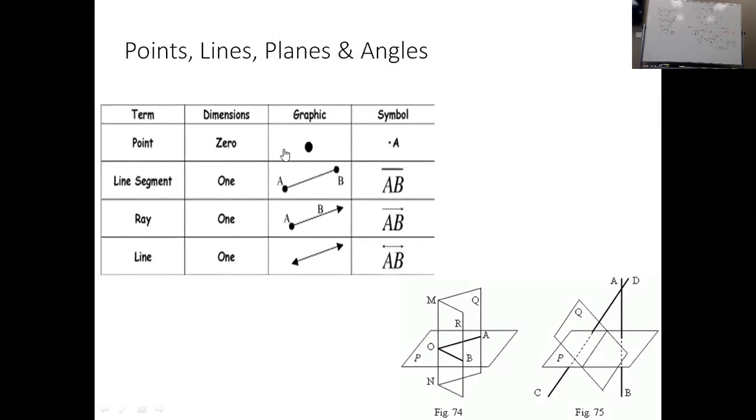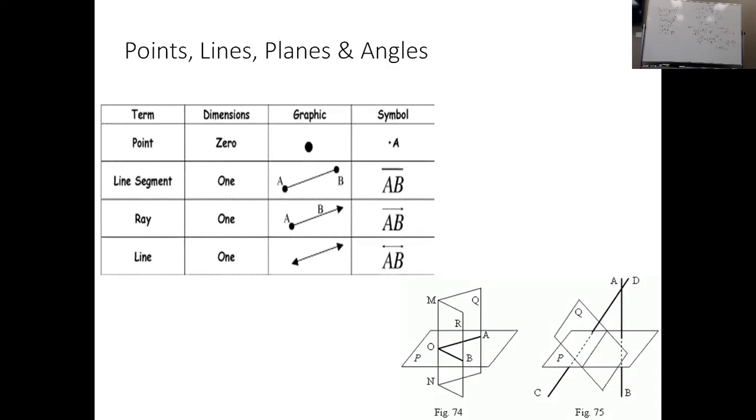We want to talk about points, lines, planes, and angles, and different geometrical shapes. A point has zero dimension. It's just a dot, and its symbol is a capital letter. A line segment is a part of a line, but it has endpoints on both ends, and it's represented by those two endpoints, like AB with a bar at the top.